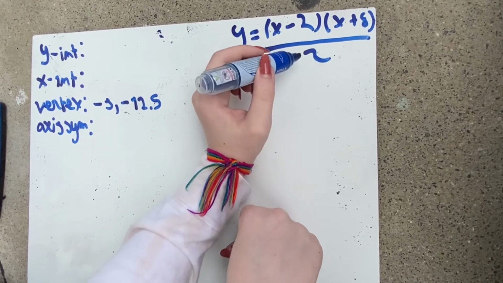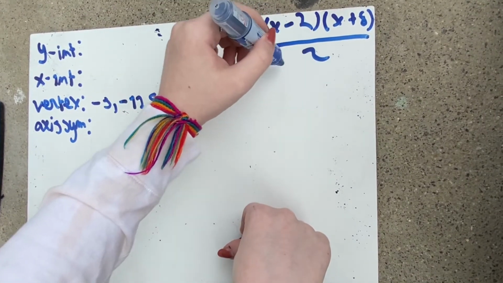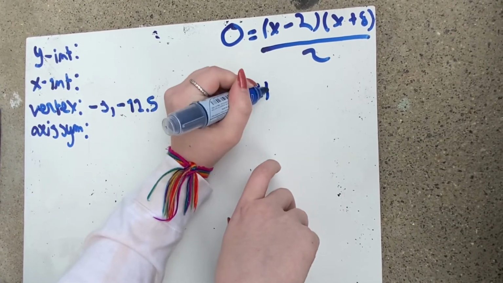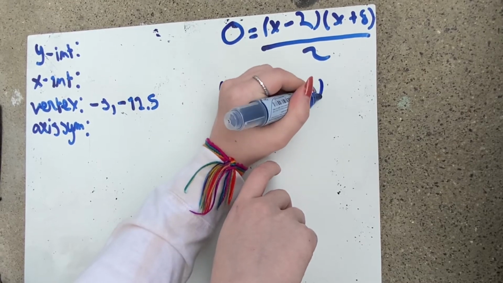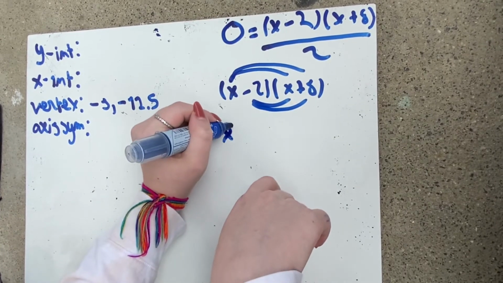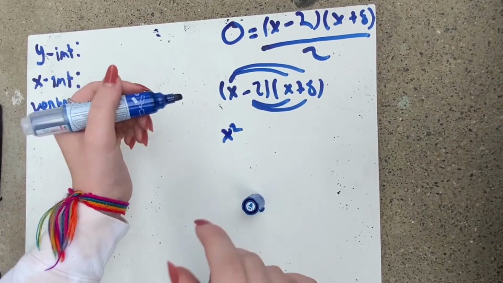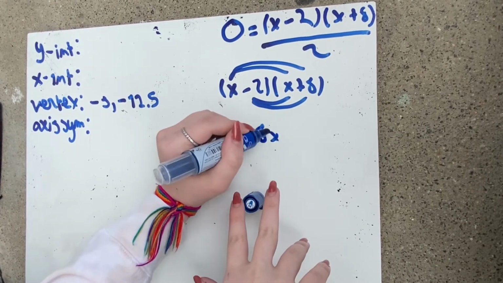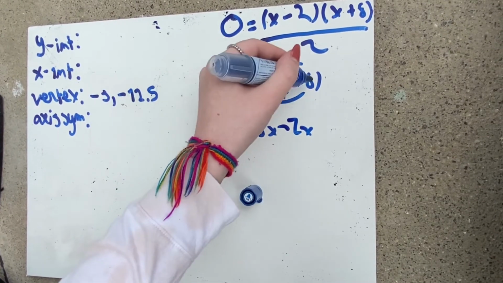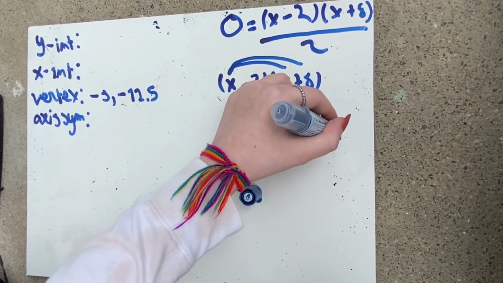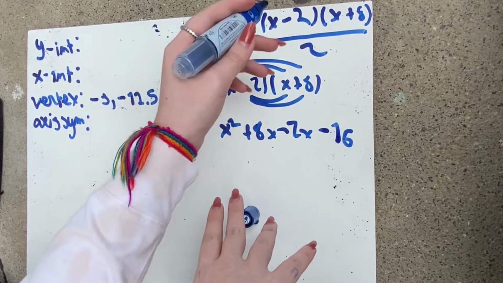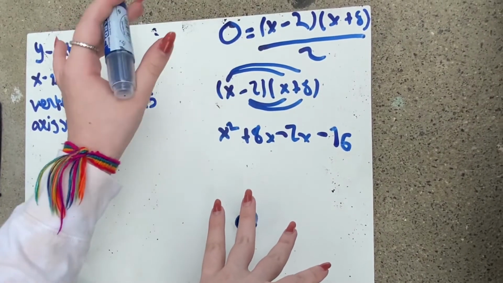So we can just pass this 2 to the other side. Try to do that now. x minus 2 times x plus 8. So we do x times x, x squared, x times 8, 8x, x times negative 2, minus 2x, and negative 2 times 8, minus 16. Right? Right. But let's not forget that there's the 2 here dividing it.